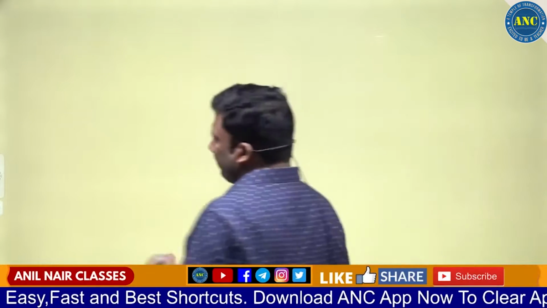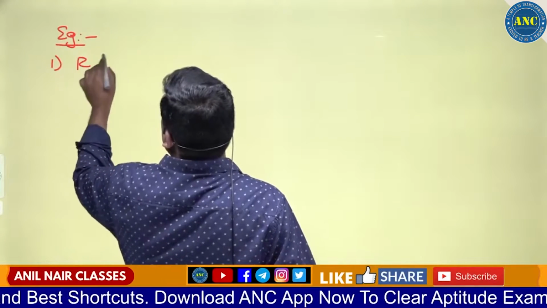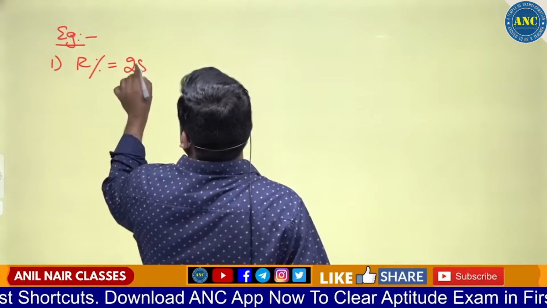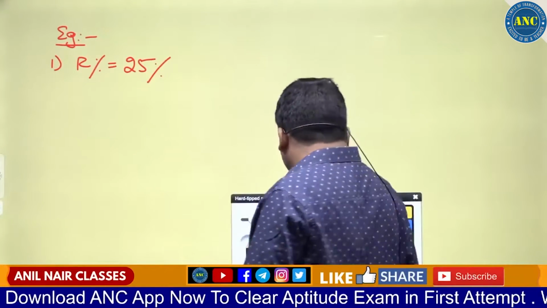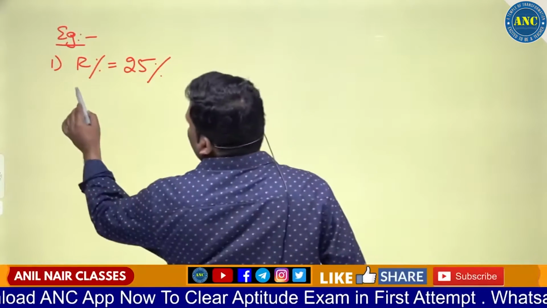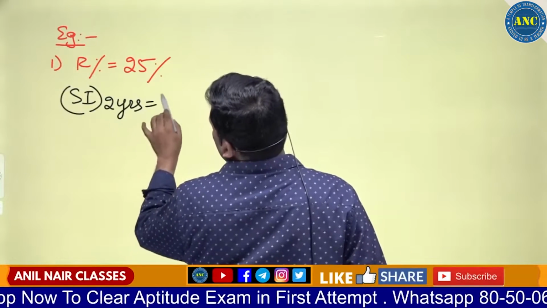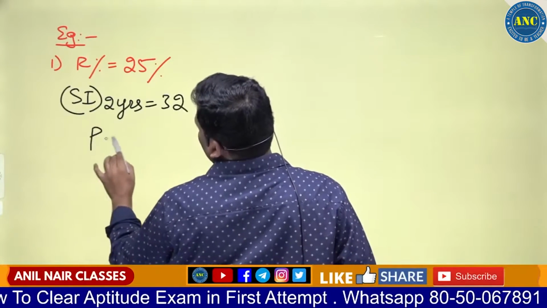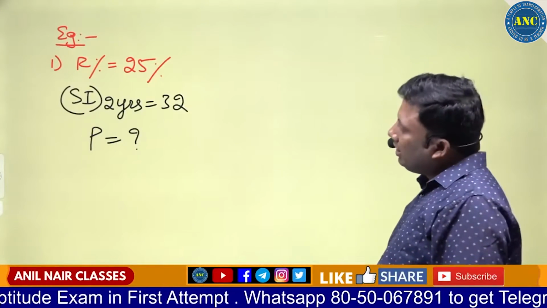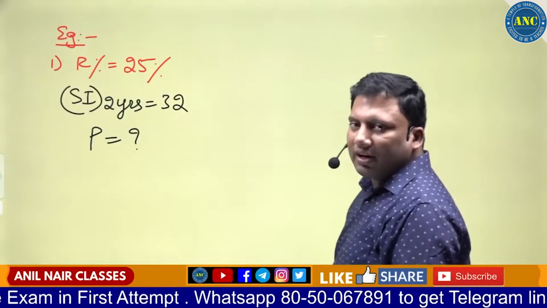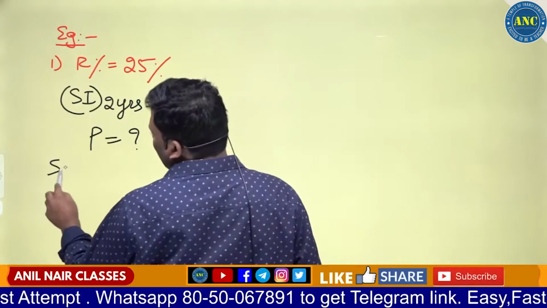First example. R percentage is 25%. SI for 2 years is 32. Find the principal. Solution. Listen carefully.